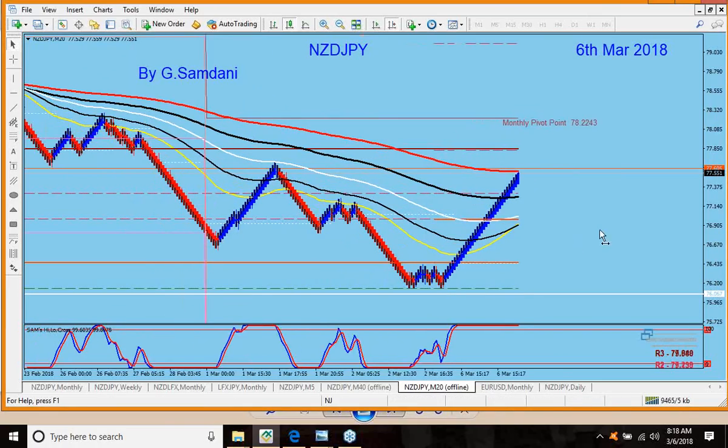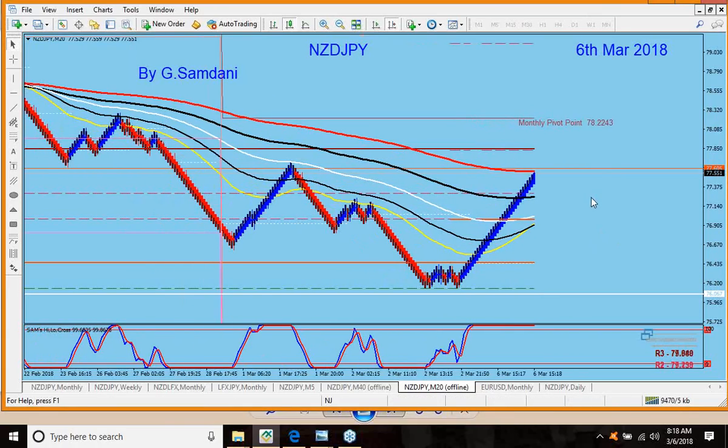I usually don't take these reversals. Not reversals, retracements, but I did yesterday and today. By the way, I had a couple of trades. I think it's still running, but most of the time I've been busy.